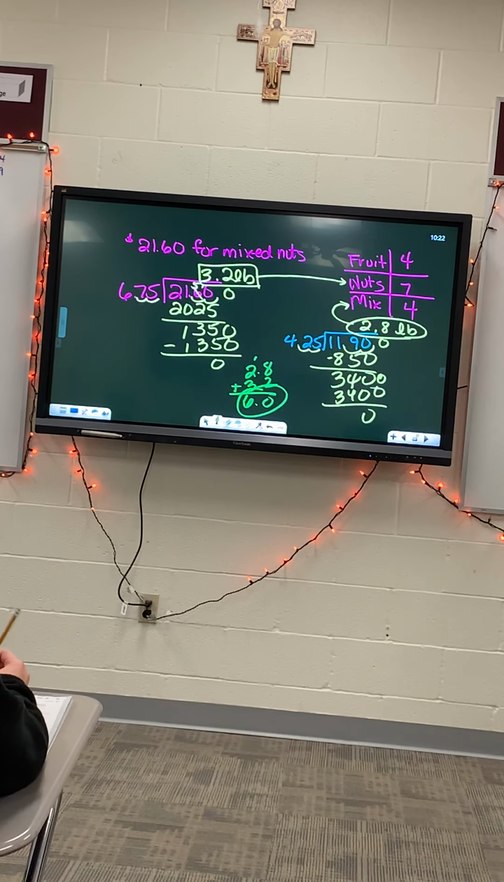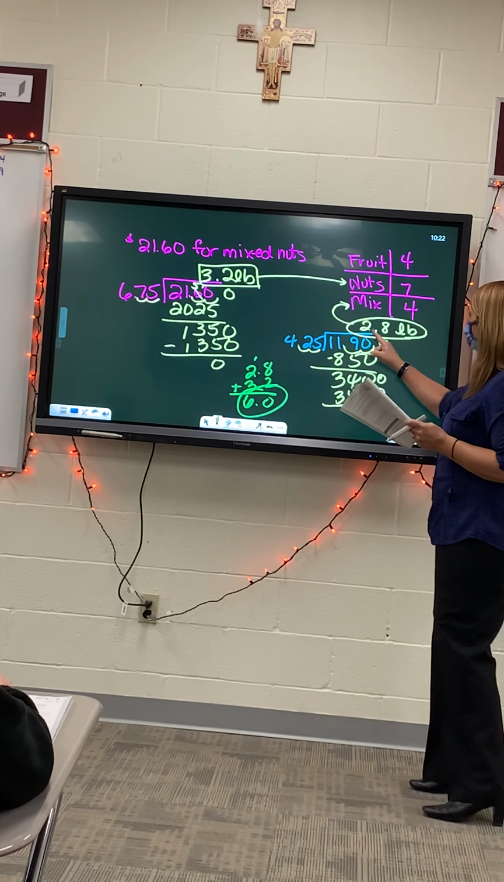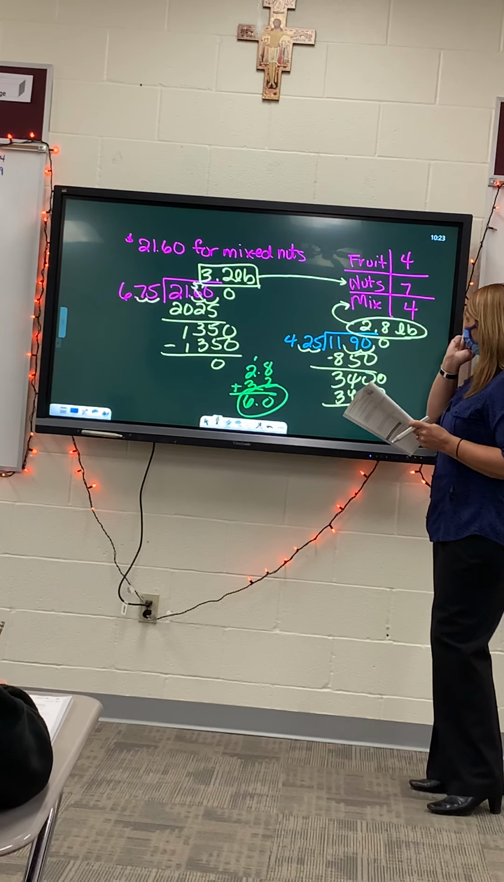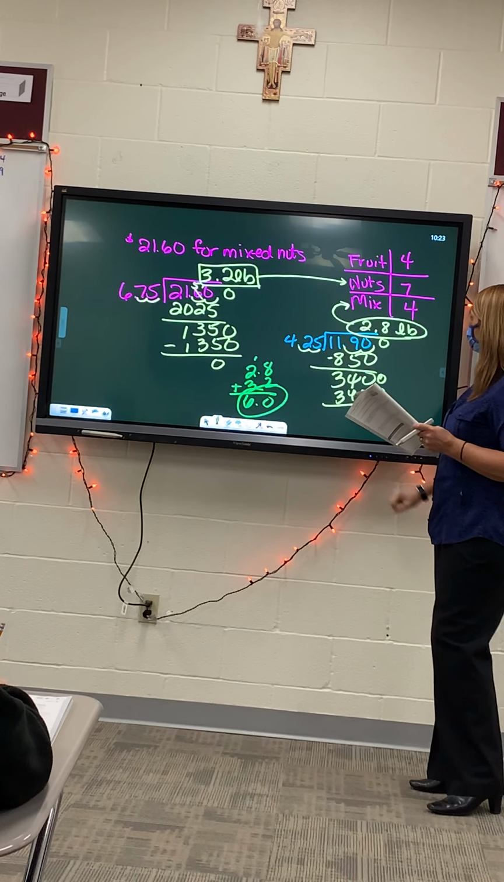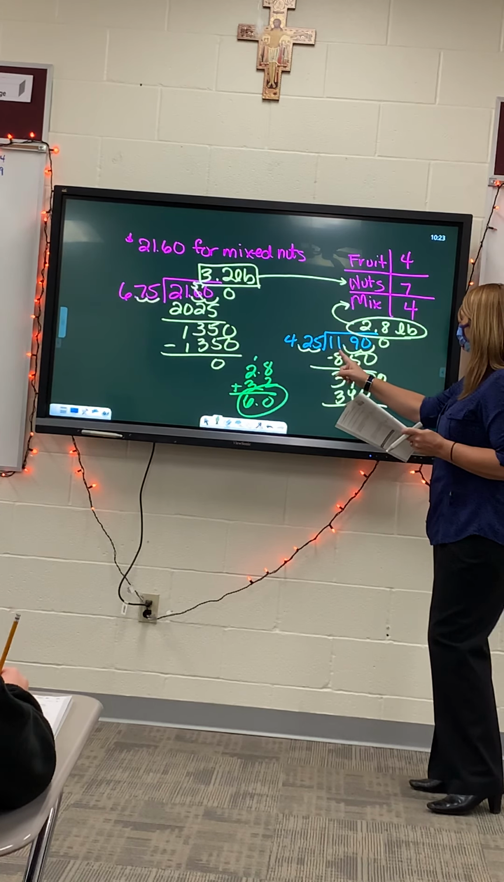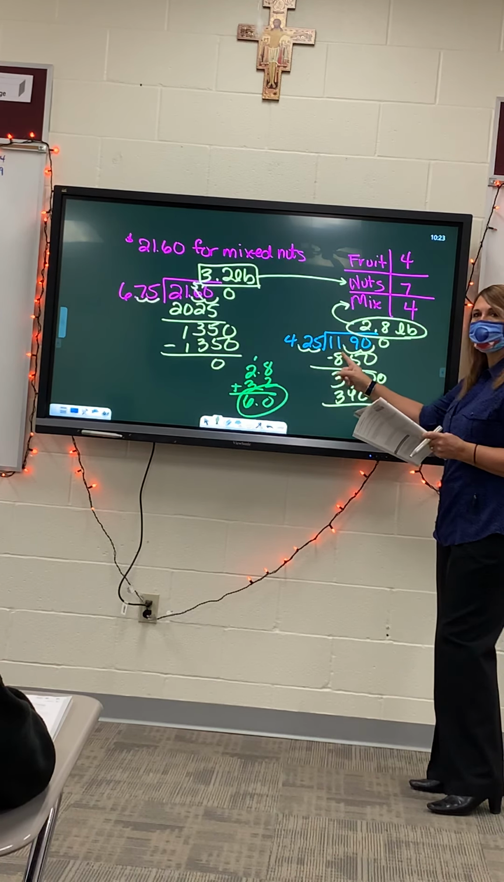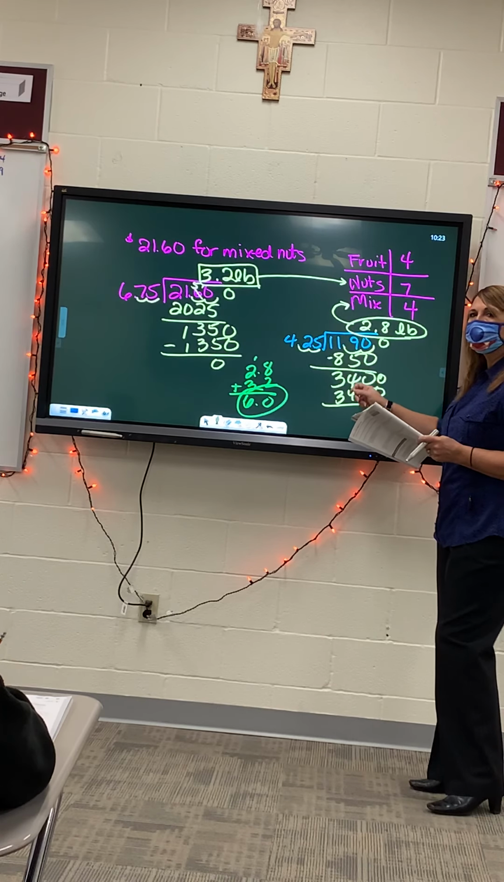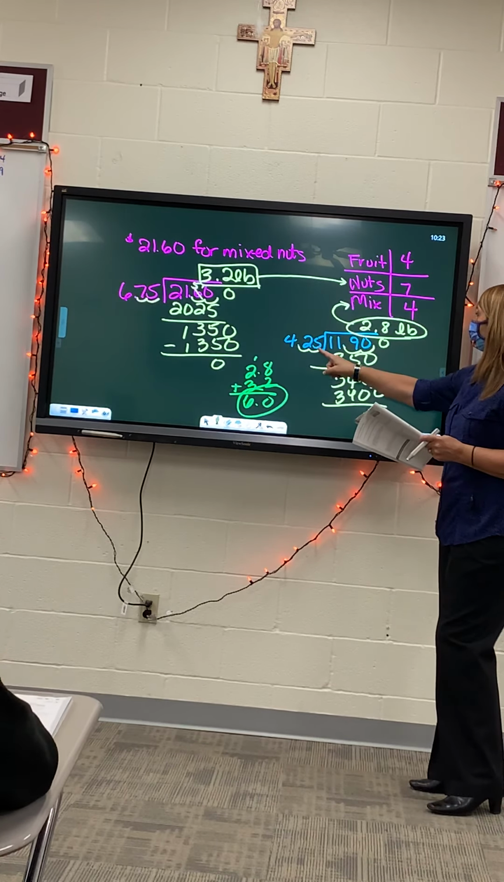Any questions on that one? Cece? Where'd you get the 2 from on the second? This 2? On 11.90 divided by 4.25. Where did you get the 2 on the top? Because 425 times 2 is 850. And that's as many times as 425 can go into 1190.